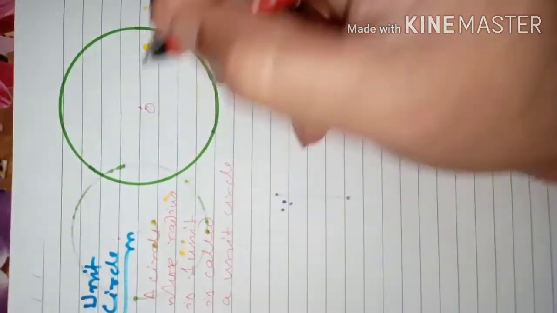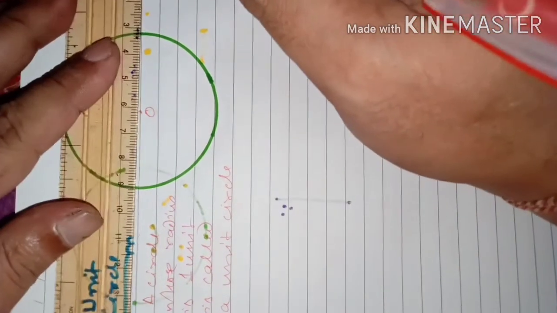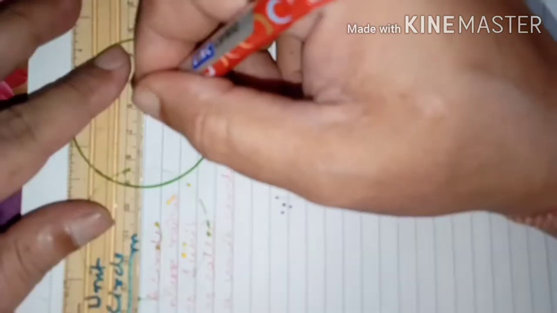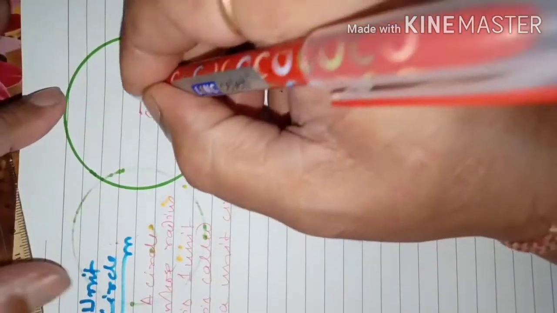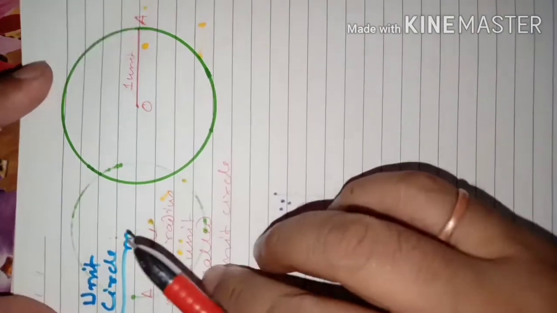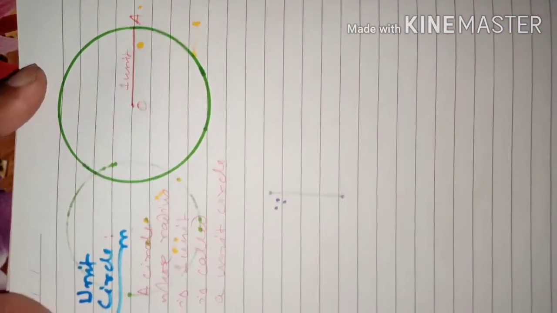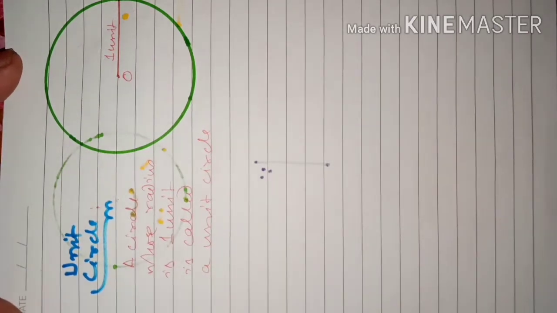See, this is the center of the circle, and the radius of this circle is, suppose, OA, whose length is suppose 1 unit. So 1 centimeter or 1 meter, something like that. 1 unit. I am not saying centimeter or meter. Simply I am saying 1 unit. So then this circle will be said what? Unit circle. So that is the definition of unit circle.